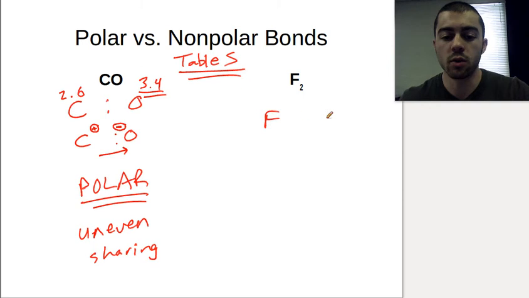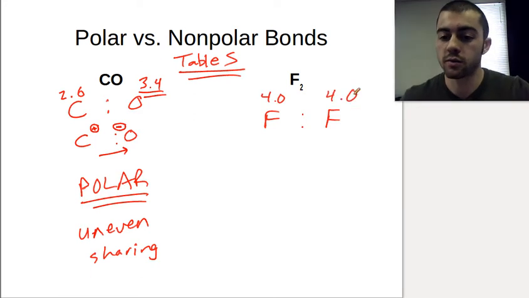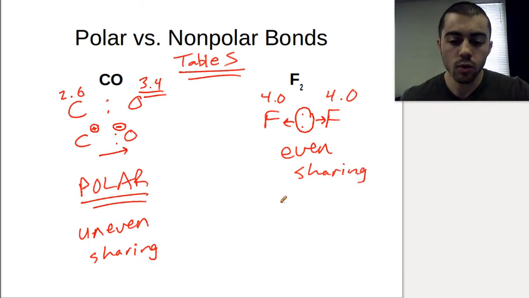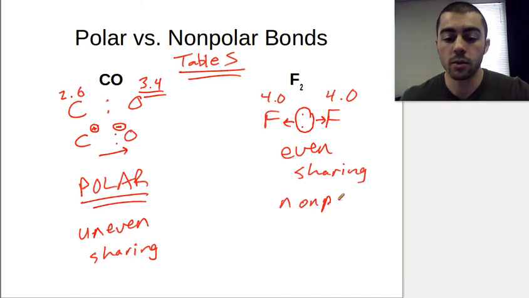Whereas if we look at two fluorine atoms bonded together, we have two electrons in the middle here. The electronegativity for fluorine we said is 4.0, and this is just another fluorine, so it's going to be 4.0. So these electrons are being pulled evenly by both of these fluorines, so they're going to be shared evenly in the middle between the two of these. So this is going to be even sharing, which makes the bond nonpolar.